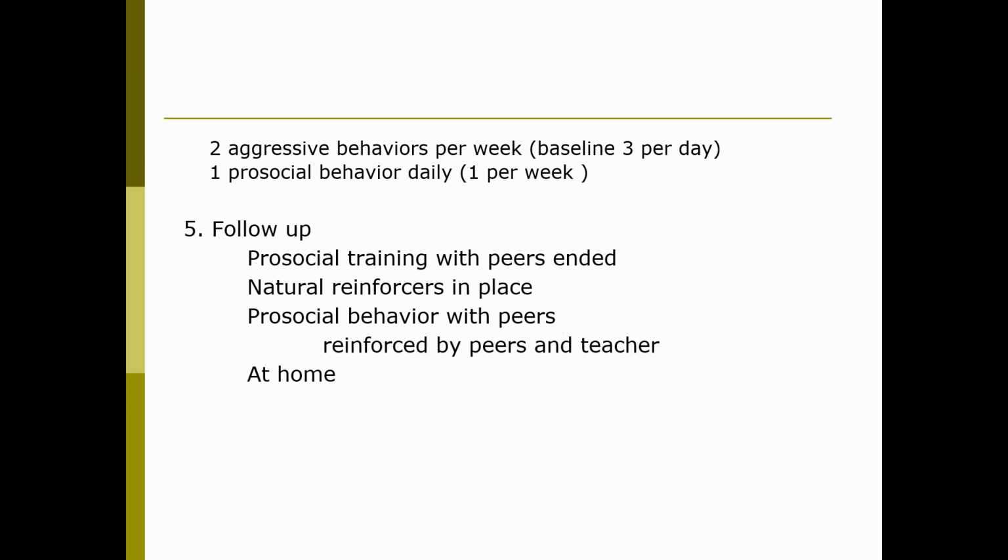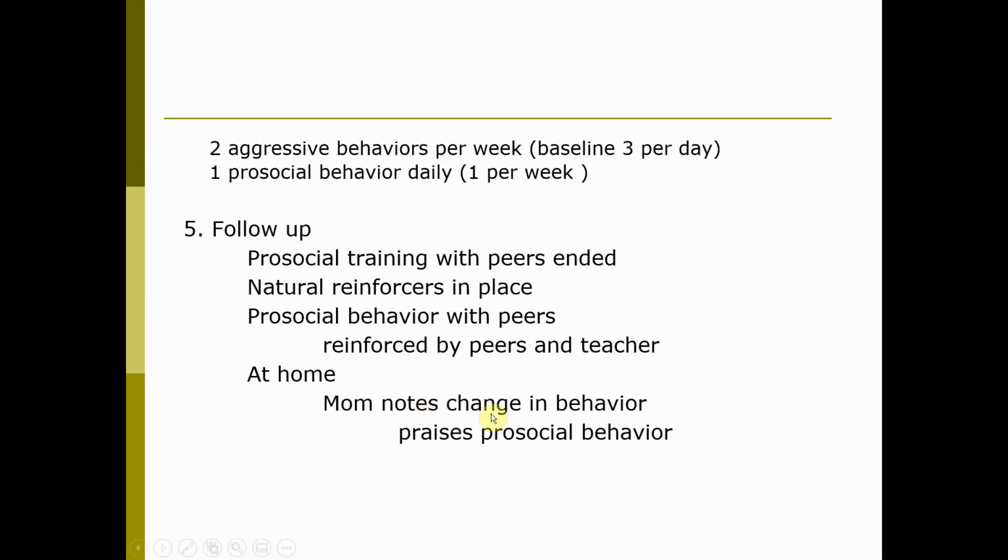And at home, also, McNamara observed that the mom was noting changes in the child's behavior and was engaged in praising the prosocial behavior as well. So she had noticed that the aggressive behaviors had also gone down at home, and that's probably because she was reinforcing her child for engaging in more prosocial behaviors. Now, it's important to note that McNamara didn't do any kind of treatment at the home. It wasn't something that was possible with this particular child. But notice that this had generalized to what was happening at home as well. So McNamara concluded that this was a successful behavior modification intervention.